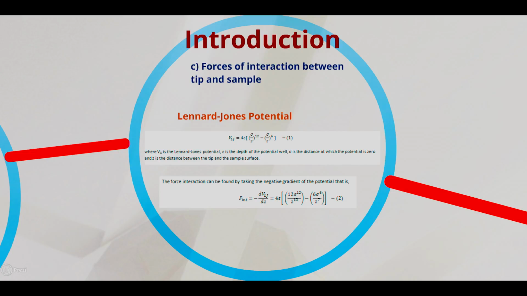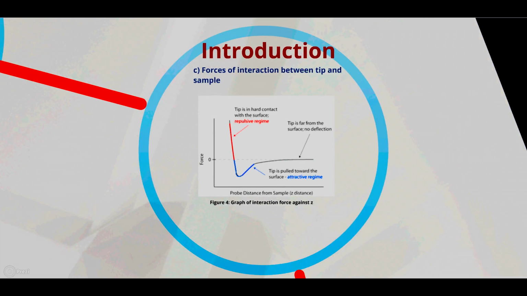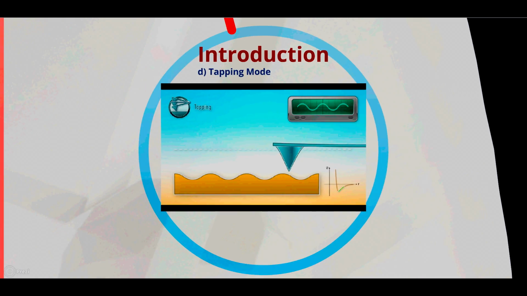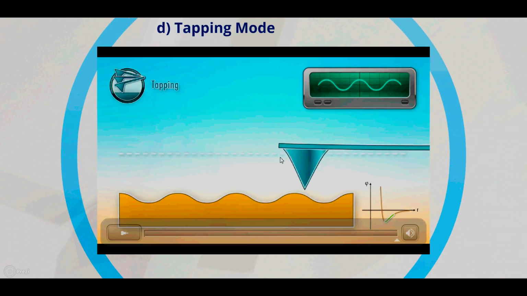The force interaction can be found by taking the negative derivative of the potential energy shown in equation 2. The interaction force against Z is being shown in figure 4. In tapping mode, the overall interaction force is attractive in nature, and is due to the fluid surface tension forces as well as the van der Waals forces. This regime is denoted by the blue highlighted lines. So now, I will discuss about the tapping mode.